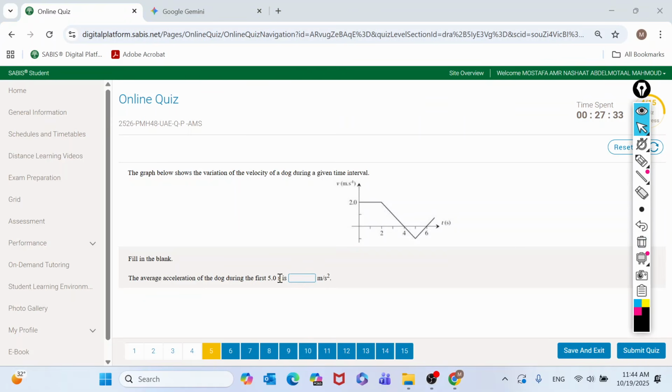The acceleration of the dog during the first 5 seconds. During the first 5 seconds, from here to here, we use v final minus v initial over t final minus t initial. So negative 1 minus 2 over 5 minus 0. You get negative 3 over 5, which is negative 0.6.